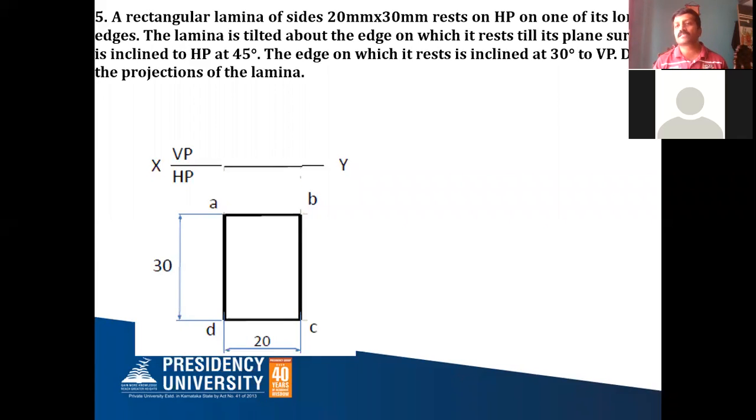That is 90, 90, 90, 90. How much is the sum of the angles of the square or the rectangle? It is 360 degree. So he says a rectangular lamina. Let me take this as the example: 20 millimeter and 30 millimeter. The longer side is 30 millimeter, the shorter side is 20 millimeter.